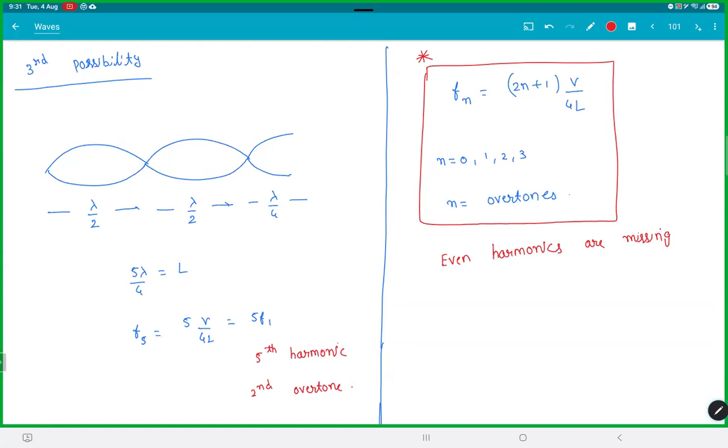Is this clear, everyone? Any doubts on this? Next one.